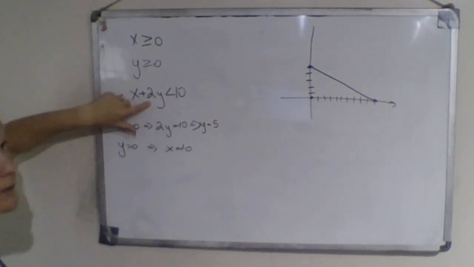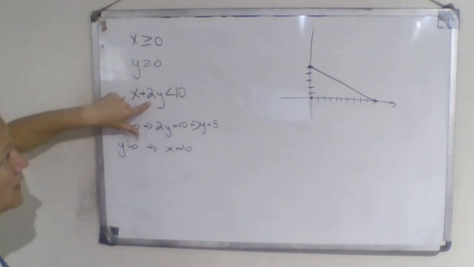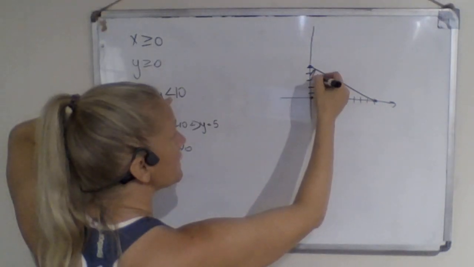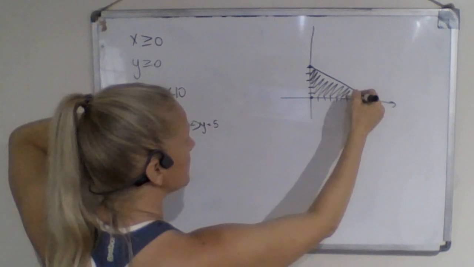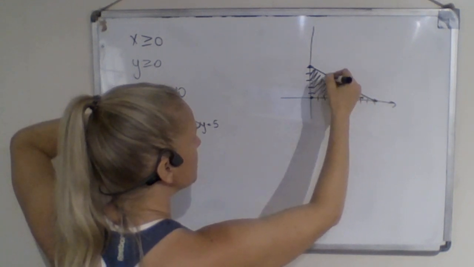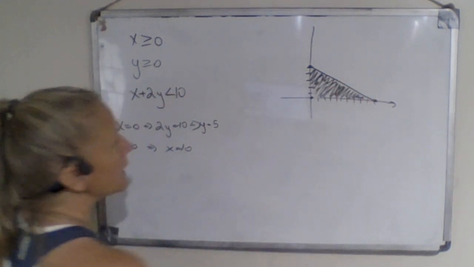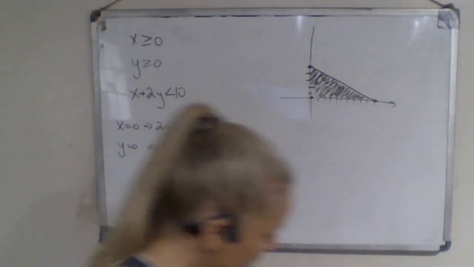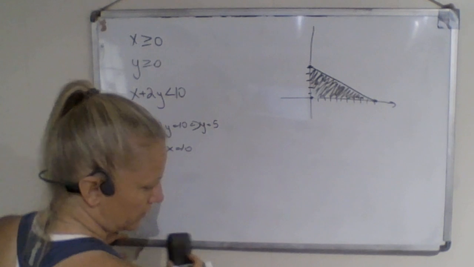0 plus 2 times 0 gives me 0. Is 0 less than 10? Yes, so 0 is satisfying the equation. I'm going to shade underneath. I told you this many times. Please pick a point and check to make sure where you're shading, okay? And that's the example. Let's do another one just for the sake of the argument.